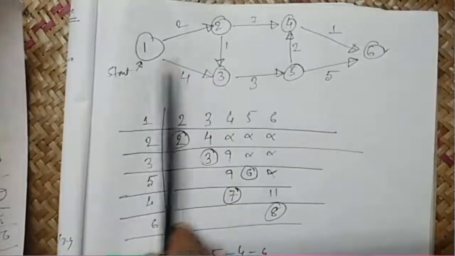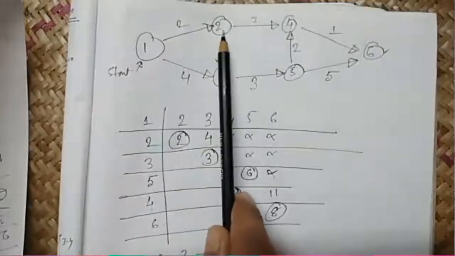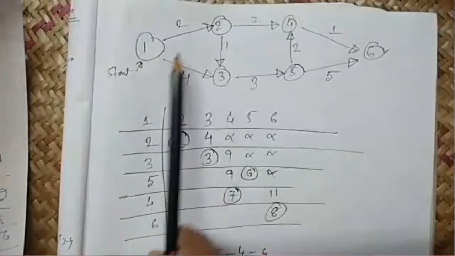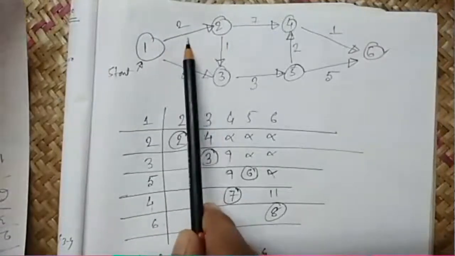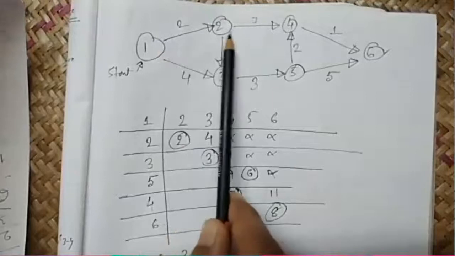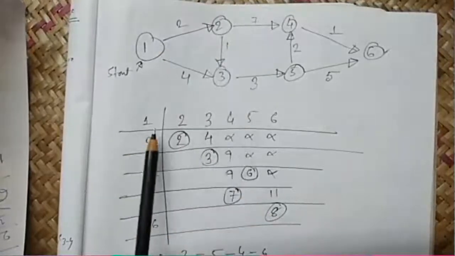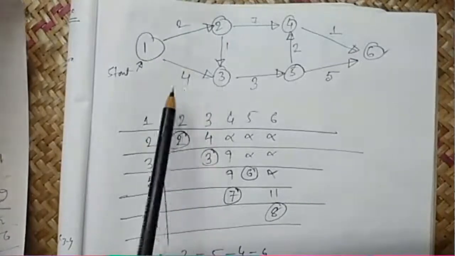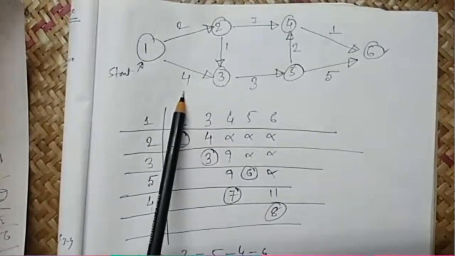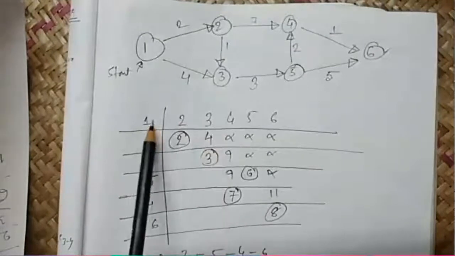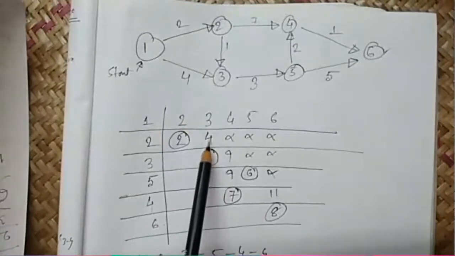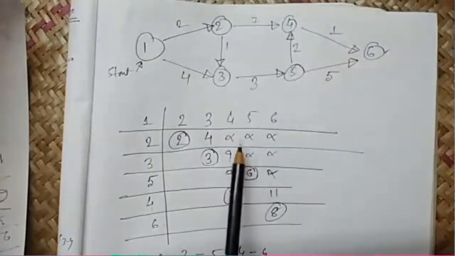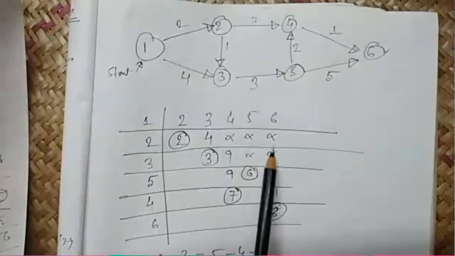Now 1 is connected with 2 and 3. To reach 2 from 1 we require 2 days, or the distance is say 2 kilometers. So 2 is the weight to reach from 1 to 2. That's why from 1 to 2 we have written 2. From 1 to 3 the weight required is 4, so we have written 4 under 3. 1 is not directly connected with 4, 5 and 6, so below 4, 5 and 6 we have written infinity.